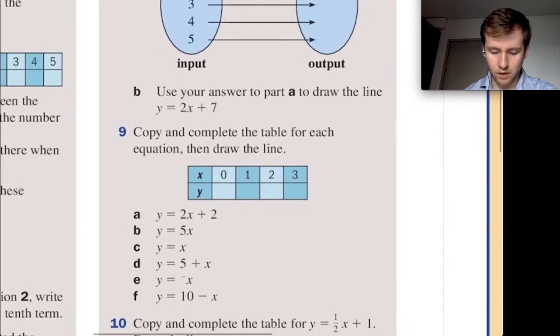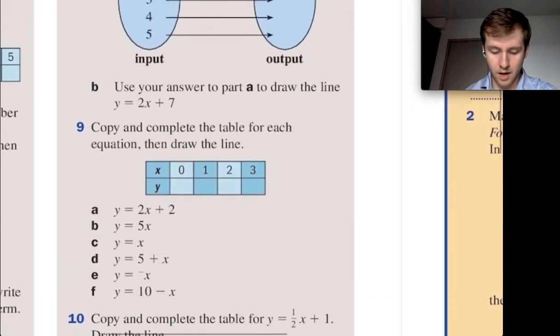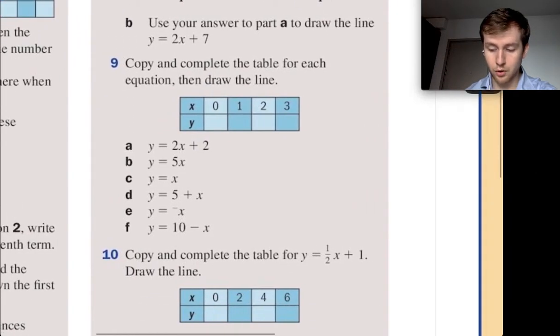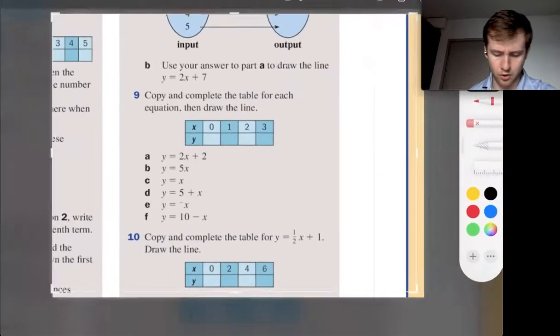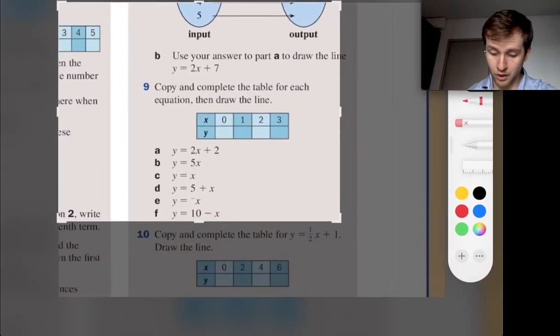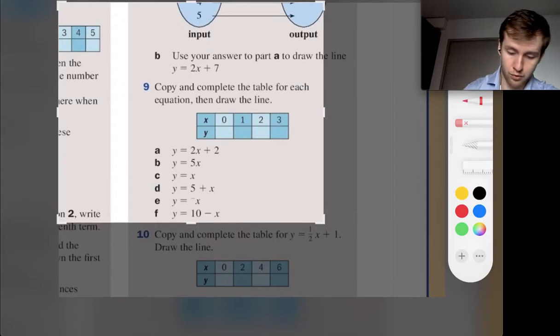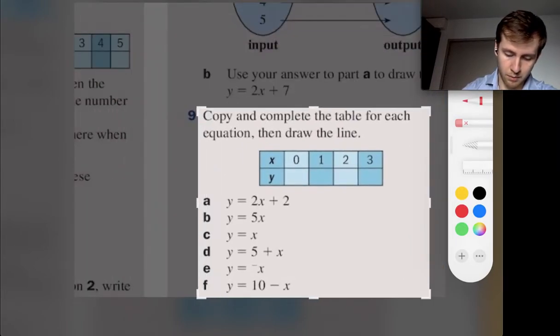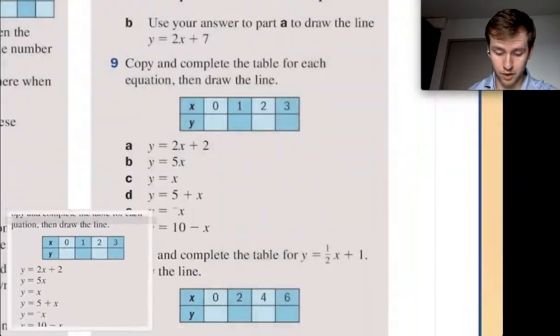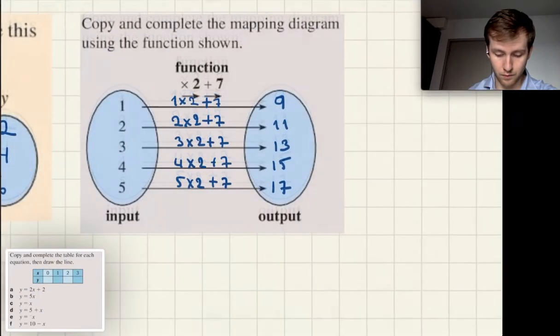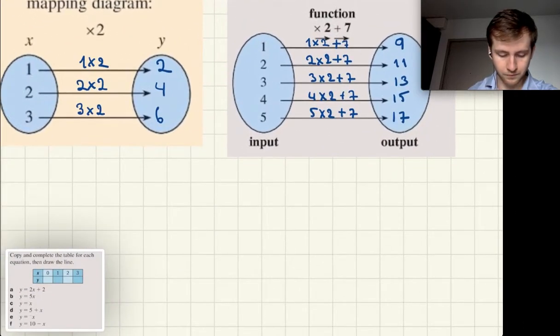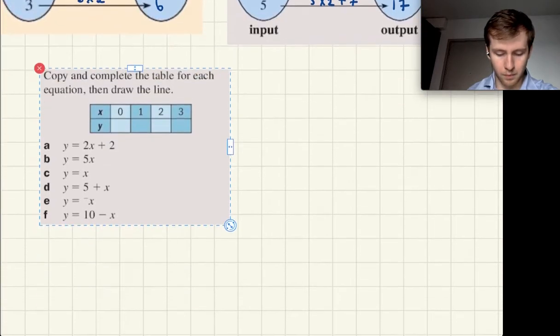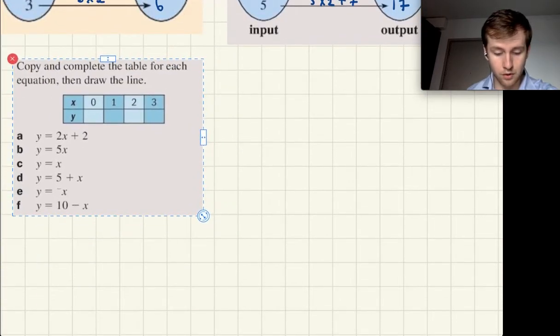And next we have a table. It's called a table of values for an equation, and we normally use it to draw a graph, which we will also do today, but a little bit later. So table of values, let's do it as well. Copy and complete the table for each equation, then draw the line. There's actually a lot of them.